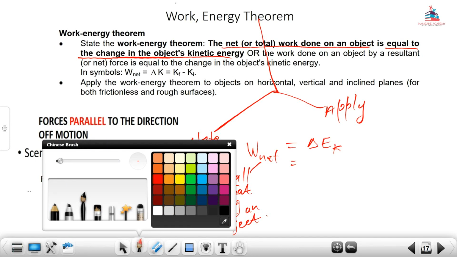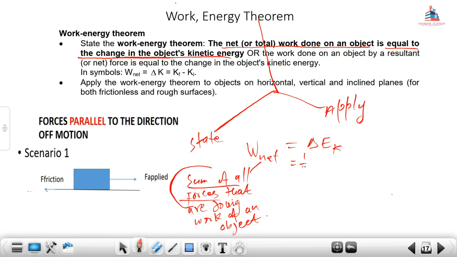Let me write it nicely. It's half mv squared final minus half mv squared initial. Remember, we are working with speed here, so there's no need for direction. Everything you substitute now is positive, because work, remember, is a scalar quantity. Energy is also a scalar quantity. But just remember our direction.